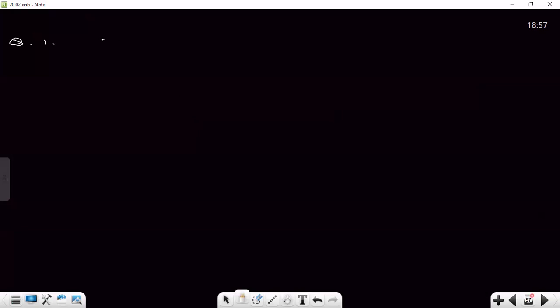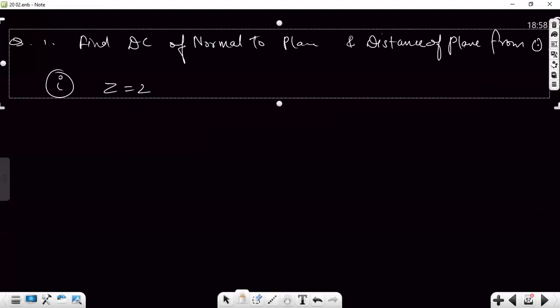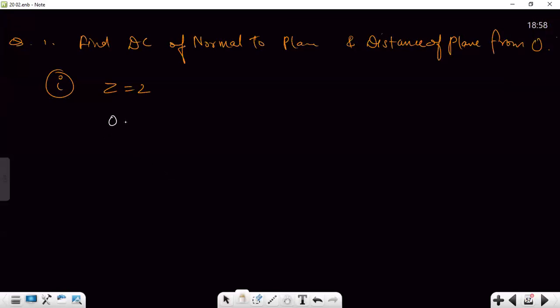In each of the following cases, find the direction cosines of the normal to the plane and also the distance of the plane from the origin. The first part is given as z equals 2. So this is the equation of the plane that is given. If this is the equation of the plane, then we can write it as 0x.